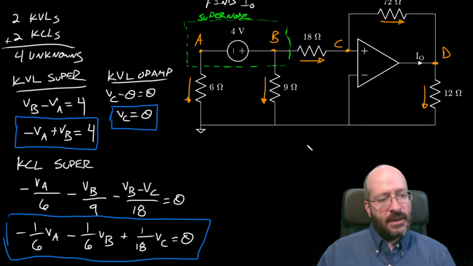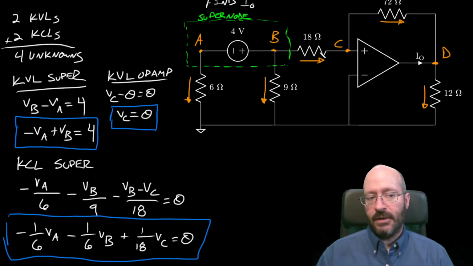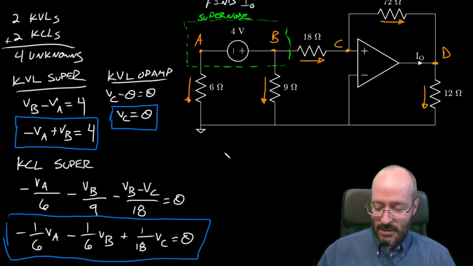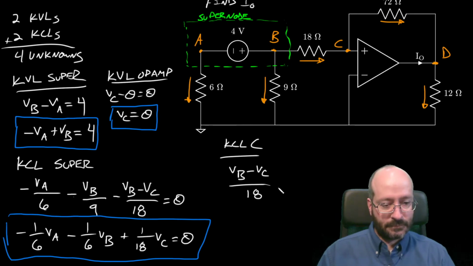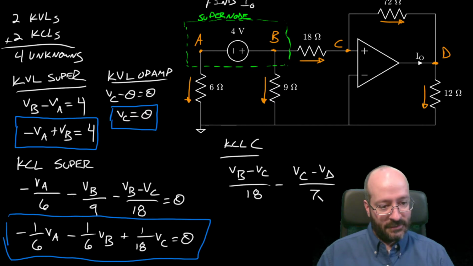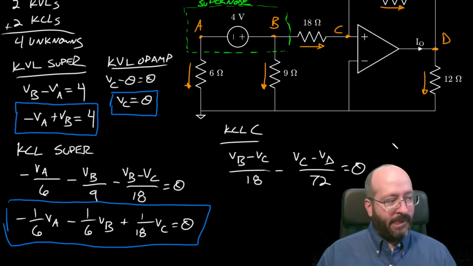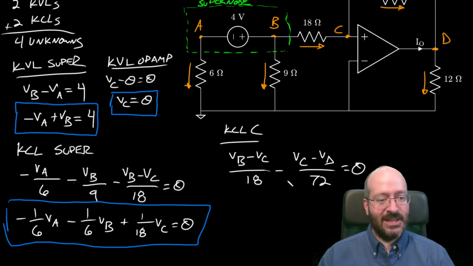KCL for C. Well, there's really 3 terms, but one of them is 0. So I'm really just accounting for these 2 currents. This one's going in. Here's KCL for C. (VB minus VC) over 18 minus (VC minus VD) over 72. I'm not doing that in my head. Maybe I could actually. I'm on like video 7 or 8 of today. Probably should do it in the calculator.